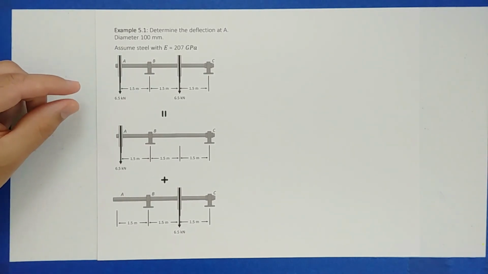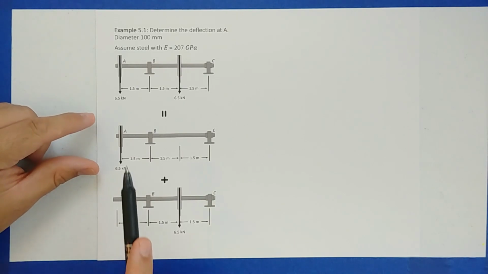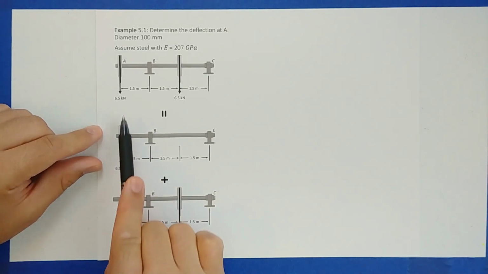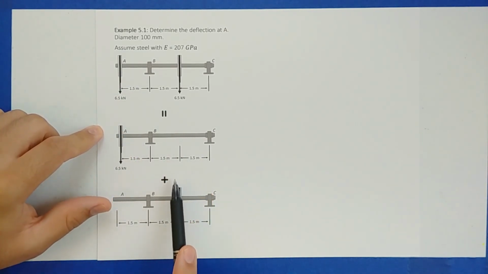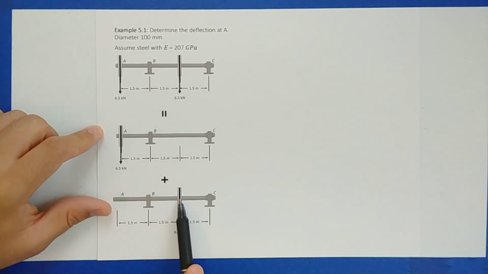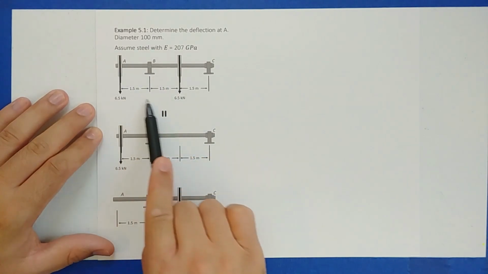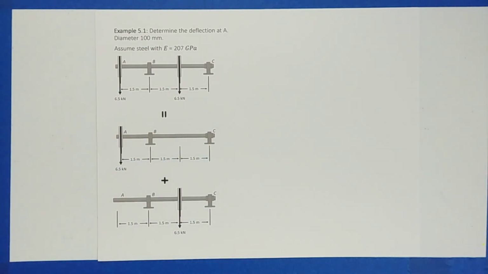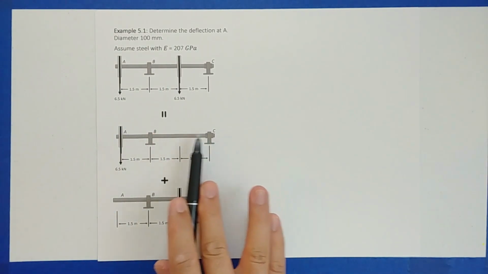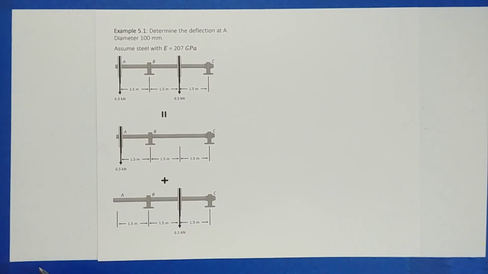In this figure, I already went ahead and did that. I already have a drawing over here with the point load at A, and another drawing with the point load at the second pulley. So again, we're saying the sum of these two is the same as this one over here. Now our job is just to look at the shaft over here and determine which equations we're going to use.